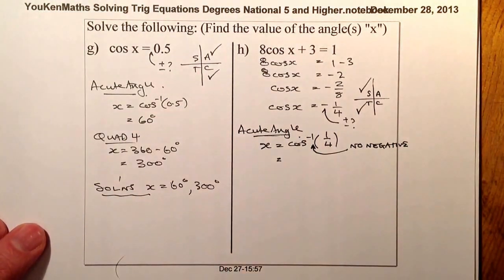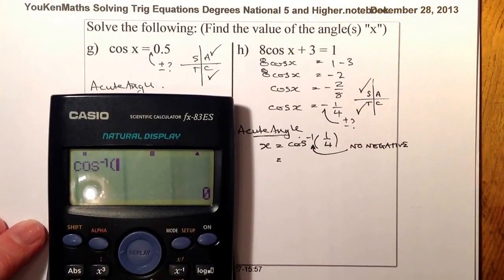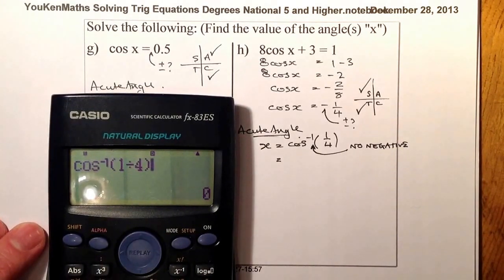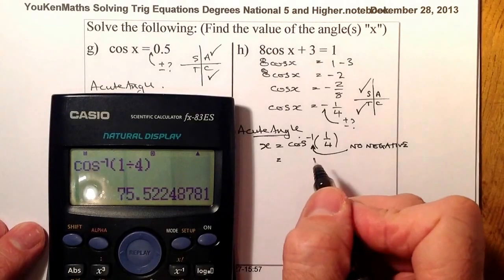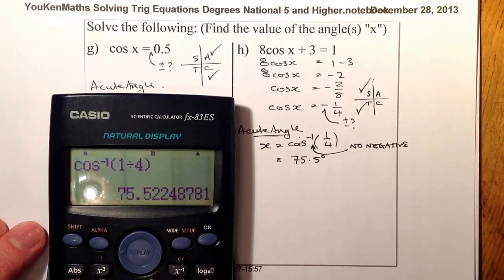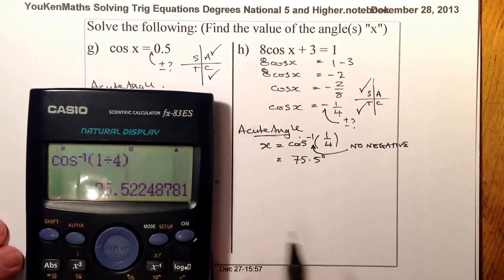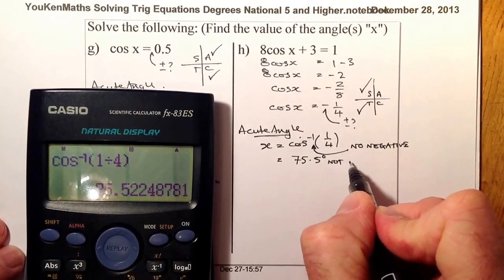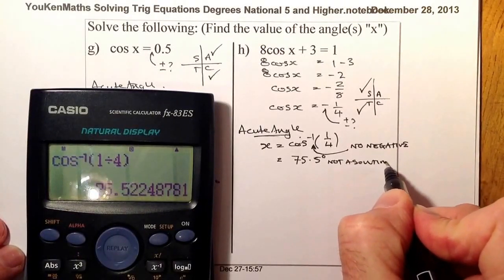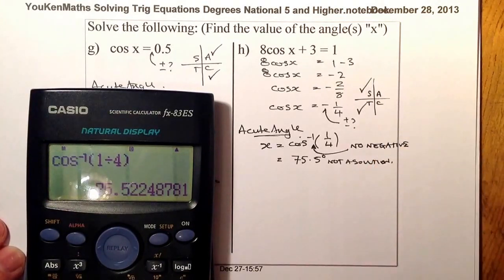So if I go into my calculator, what I do is I punch in inverse cosine of 1 divided by 4. If you use fractions you can put it in as a fraction, and what I'll get out of that will be 75, and we'll just go for 1 decimal place for this one here. So 75.5. From there, what we'll go for is our solution. So this one here is not a solution. Remember, I'm only looking for solutions that are going to be sitting in quadrant 2 and quadrant 3.